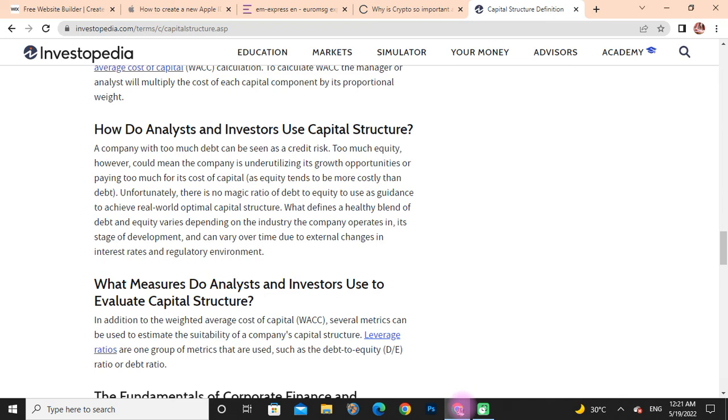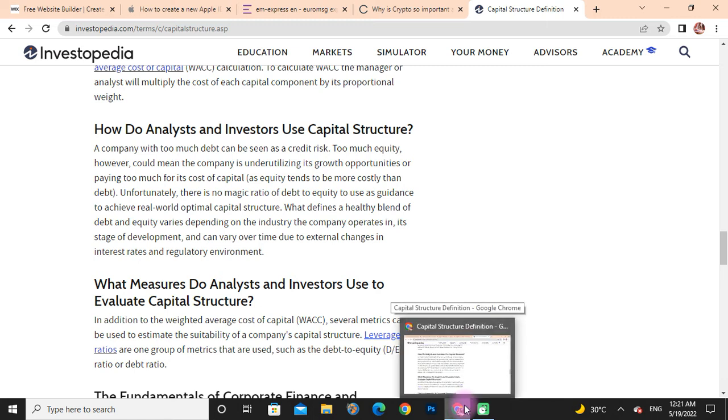A company with too much debt can be seen as a credit risk. Too much equity, however, could mean the company is underutilizing growth opportunities or paying too much for its cost of capital, and equity tends to be more costly than debt. Unfortunately, there is no magic ratio of debt to equity to use as an audience to achieve a real world optimal capital structure.